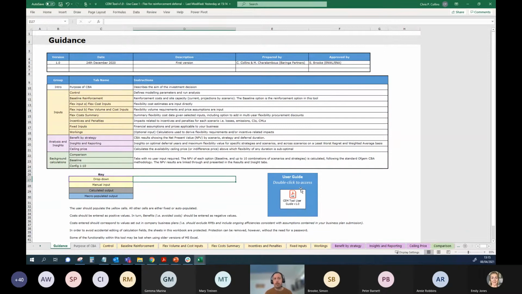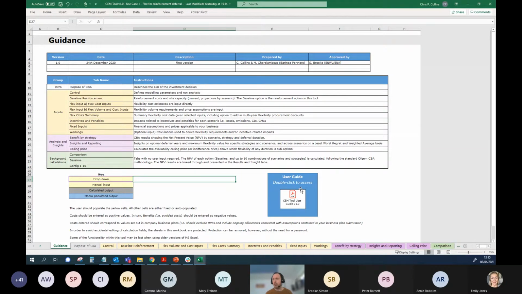Before I go tab by tab, I think it's just worth restating what Simon said, that this is a tool designed to help the DNOs understand their position when procuring flexibility versus doing conventional reinforcement. So it all reflects their costs, their incentives, their risks. It doesn't consider the costs or benefits to third parties who are using the network. So I think it's just worth being clear about that.